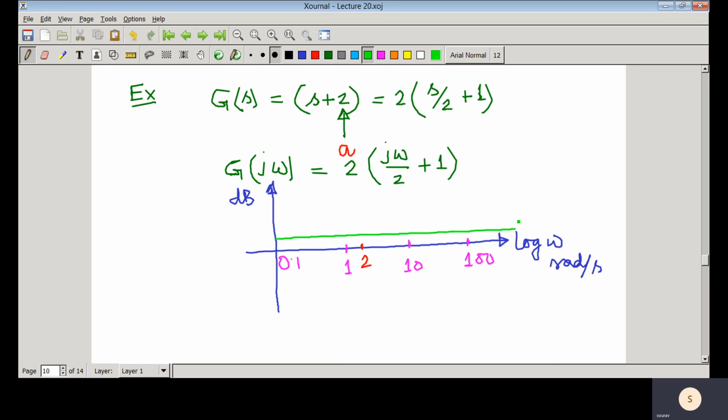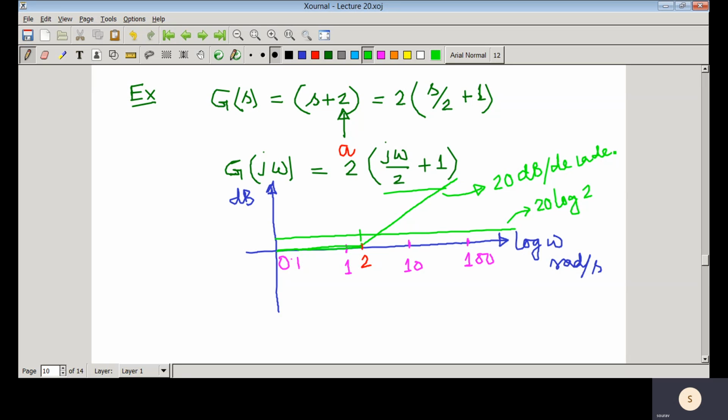So this value is actually 20 log 2, and the corner frequency is here, because for this particular term the asymptotes are as follows. From 0.1 to 2 it remains 0, and here there would be a slope, and this slope is 20 dB per decade. So do not forget to write these slopes and the corner frequency.